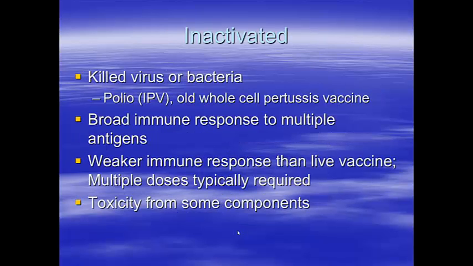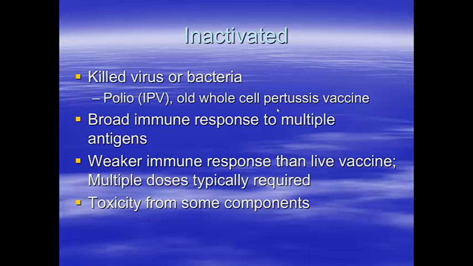Now, what about inactivated vaccines? This is the whole bug, the whole pathogen that's just been killed. So examples are the injectable polio vaccine, which we give to children here in Canada, and it's an injection of the polio which has been killed. And another example was the former pertussis vaccine, which was a whole cell. The pertussis is a bacteria, and the whole cell vaccine was just the dead bacteria that generated an immune response.